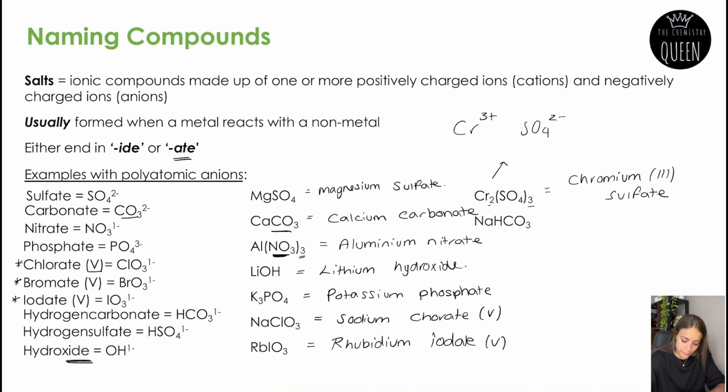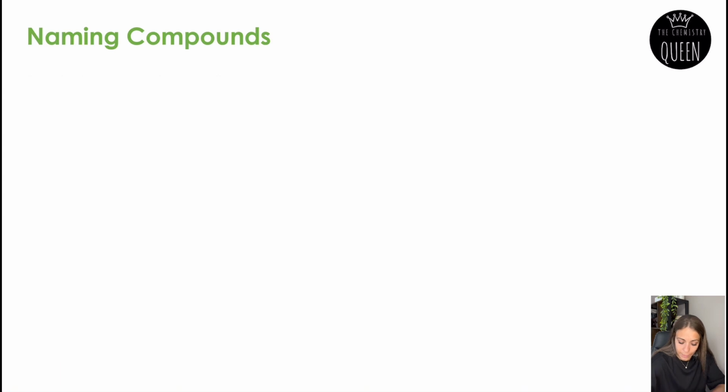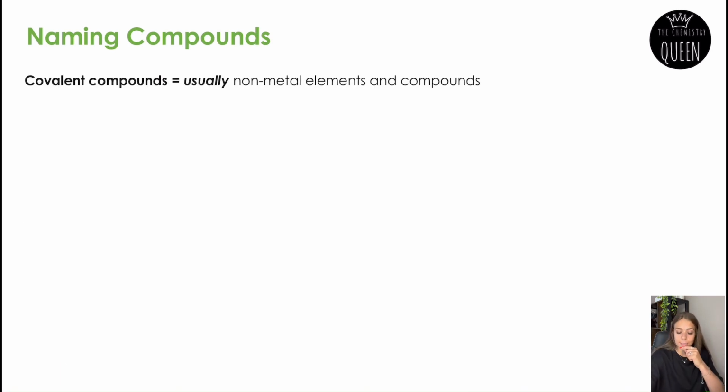NaHCO3. So HCO3, if you look at this, is hydrogen carbonate. So this would be called sodium hydrogen carbonate. Any more? Sorry, there's an overlap there, so let's rewrite it down here. KHSO4, which is potassium HSO4. Look at the list, it is hydrogen sulfate, so that would be called potassium hydrogen sulfate.